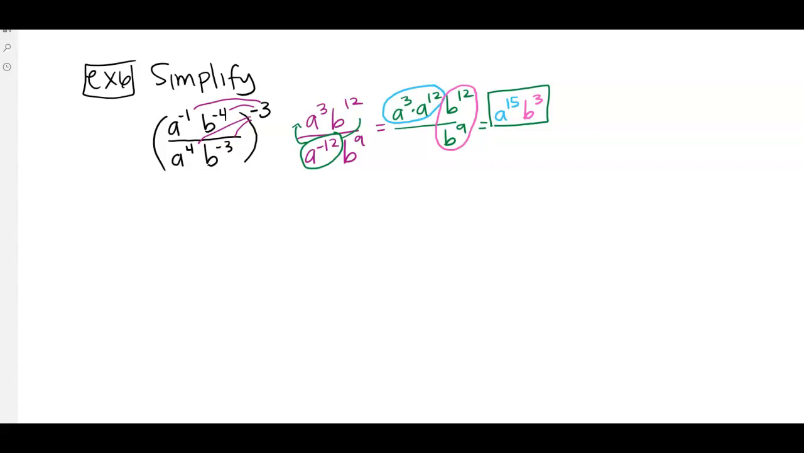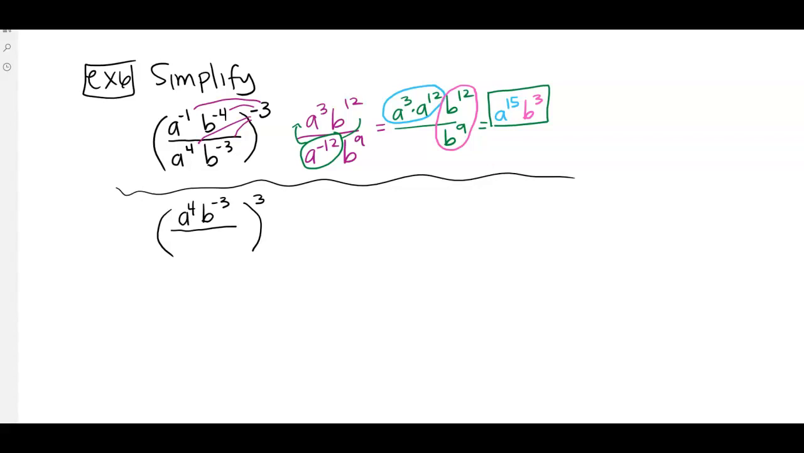Some of you did it differently, maybe. Maybe I'll show the other way too, because maybe that'll help some of you to see. So instead of distributing the -3 through, you could have started by flipping everything inside. If you flip everything inside, then it will all be raised to a positive third power. And so the stuff on the bottom, that a to the 4th, b to the -3rd, is going to go on top.